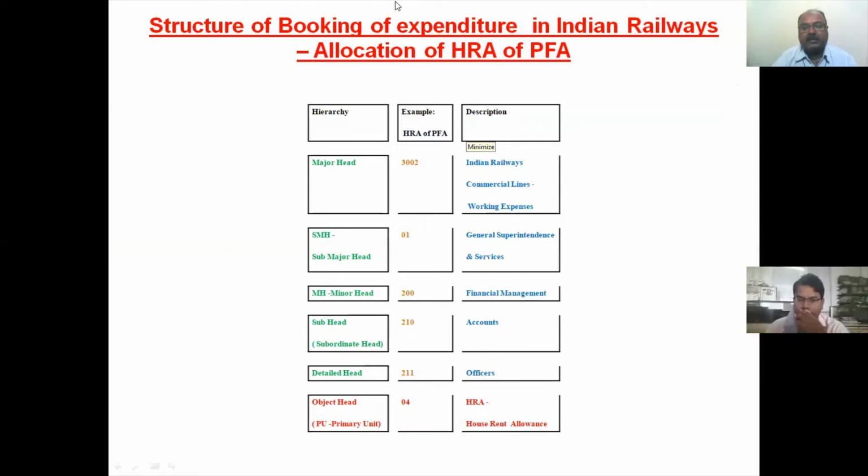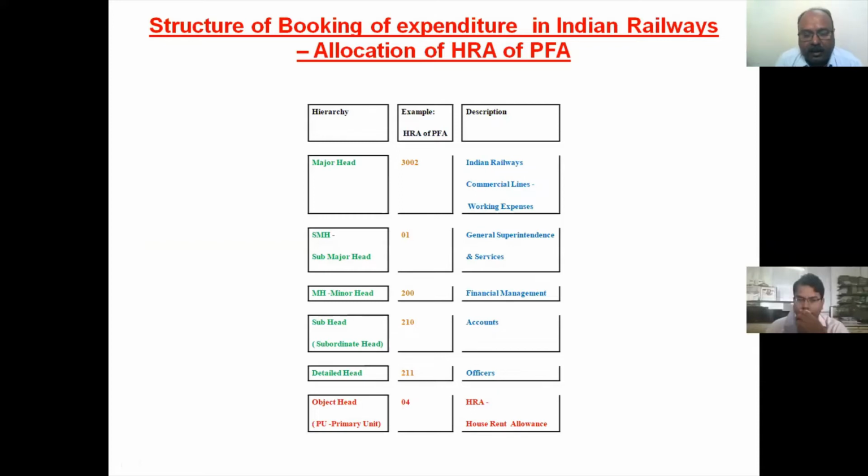Right, thank you. Please check our hierarchy. First, we will discuss the hierarchy of allocations. In theory, it starts with the major head. But remember, for allocation purposes, it starts with the demand number, minor head, subhead, detailed head, and primary unit. But in theory, the allocation hierarchy starts from the major head.